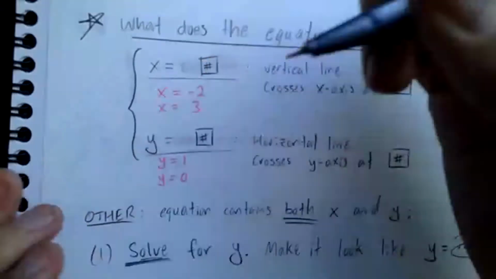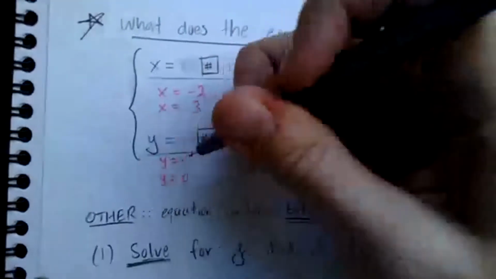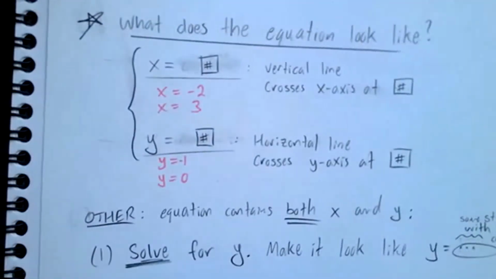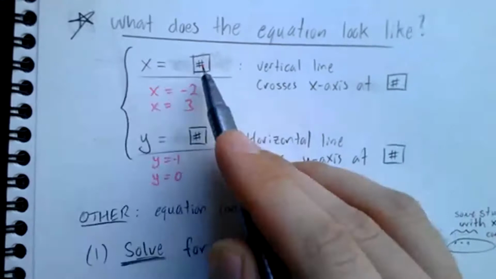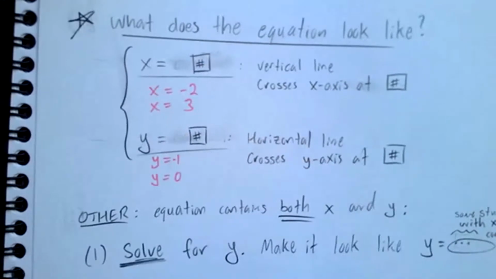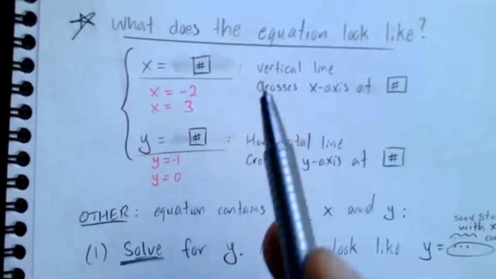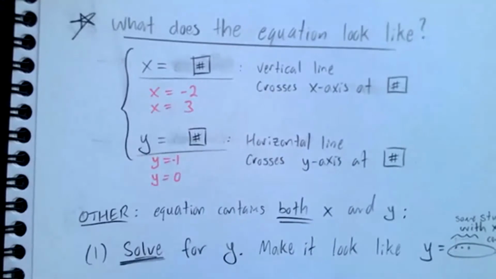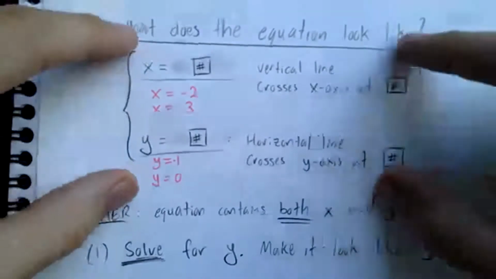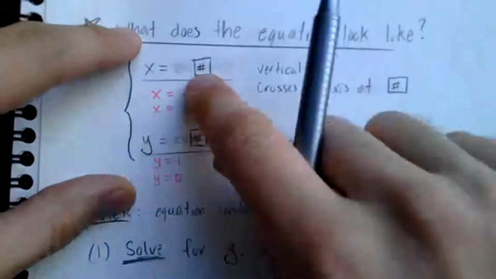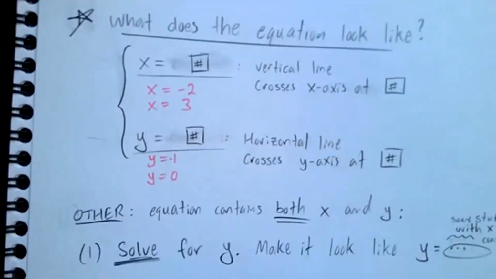So that would be something like y equals 1, y equals 0, or, of course, it could be a negative number too. It could even be an irrational number like y equals pi. The only requirement is that x equals a real number or y equals a real number. So the thing to remember here is just x means vertical line, y means horizontal line. But of course, that's not the only way an equation can look, because sometimes these equations have x's and y's.